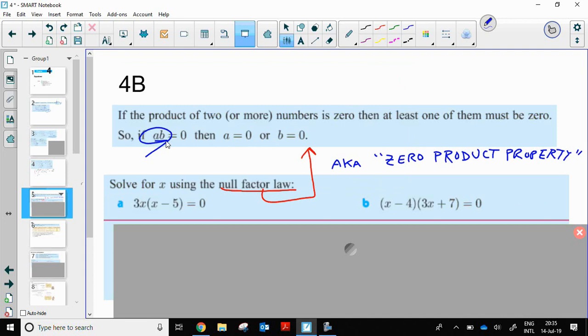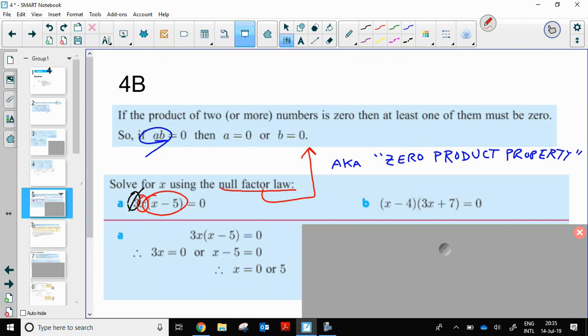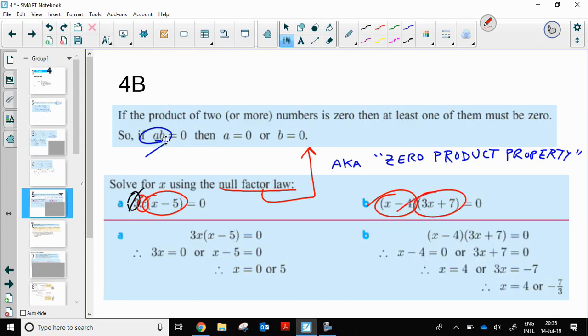So in our first example down below, we've got a product, it's equal to 0. So that means either 3 is equal to 0, but of course it's not, or x is equal to 0, so that's one answer, or x minus 5 is equal to 0, which of course means that x is equal to 5. On the right, we've got two factors here, so either x minus 4 is equal to 0, so x is 4, or 3x plus 7 is 0, so x is equal to negative 7/3.